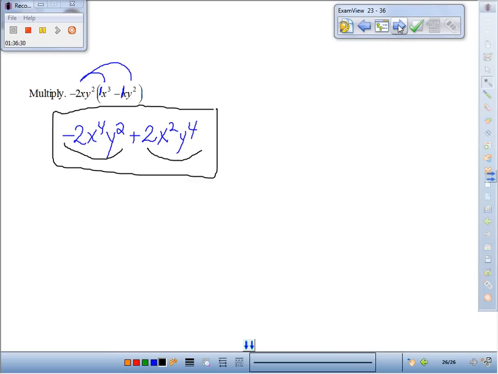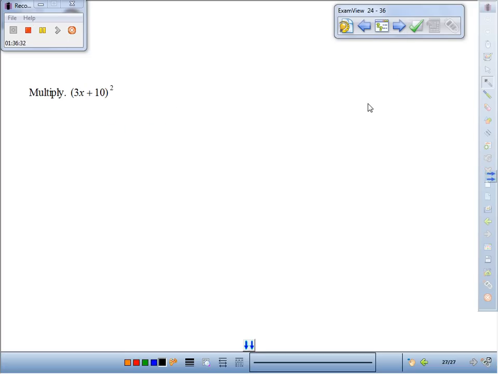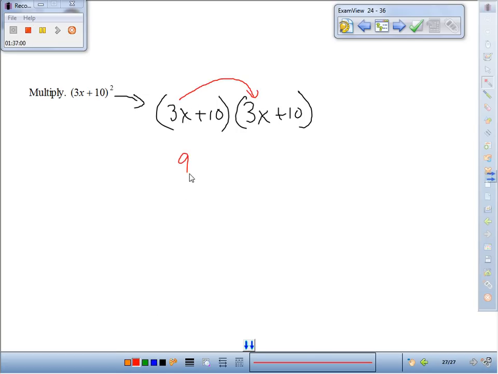Number 23 plus 1. Multiply 3x plus 10 to the 2nd power. We need to rewrite this first. This becomes 3x plus 10 times 3x plus 10. Now we use distributive property. Let's see. What is 3x times 3x? 9x squared. What is 3x times 10? 30x.